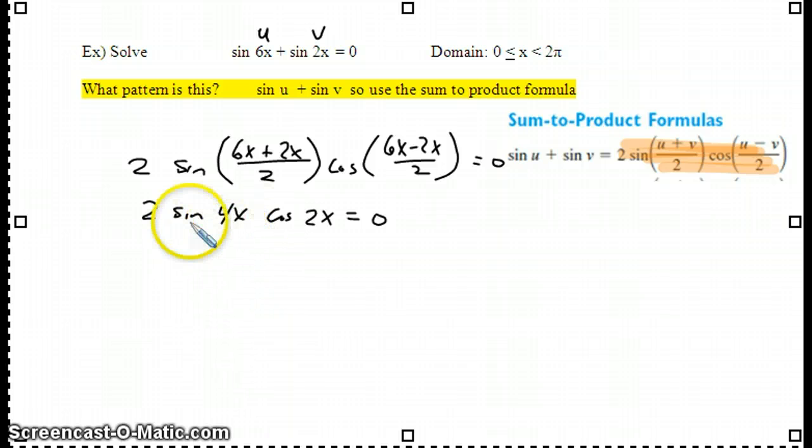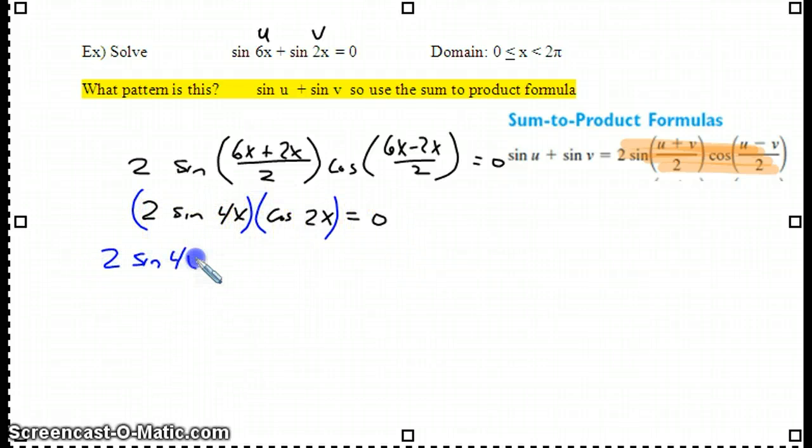So essentially what I have is two terms being multiplied by each other, set equal to 0, so this is one term, and this is another term. So when you have two terms being multiplied and set equal to 0, you set them individually equal to 0.